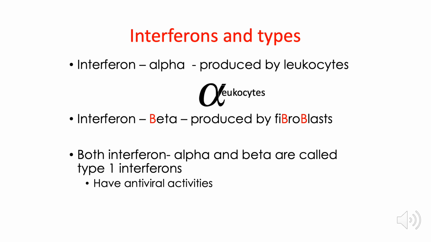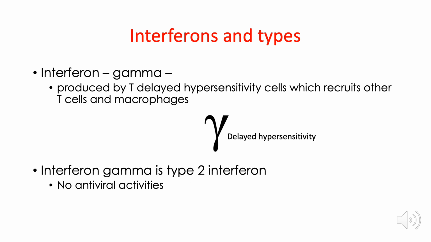That is to give you somehow an idea, or it will make it easy for you to memorize, that interferon beta is produced by fibroblasts. Both interferon alpha and interferon beta have antiviral activities. Therefore, they are classified as type 1 interferon. So is there such a thing as type 2 interferon? Yes, there is. And it is interferon gamma.